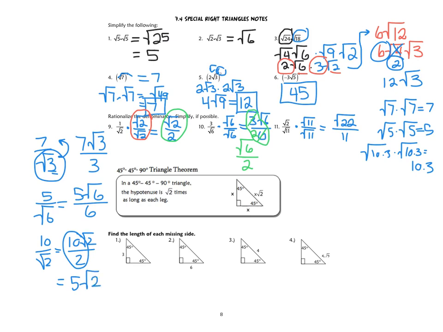And if you don't understand that little shortcut for rationalizing, hopefully in time it'll get easier for you. If not, it didn't take me that long to do number 9, 10, and 11 by multiplying top and bottom by the same radical. So just do it that way.